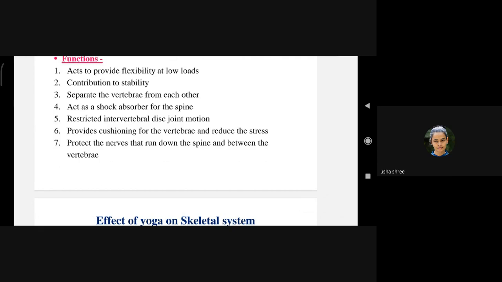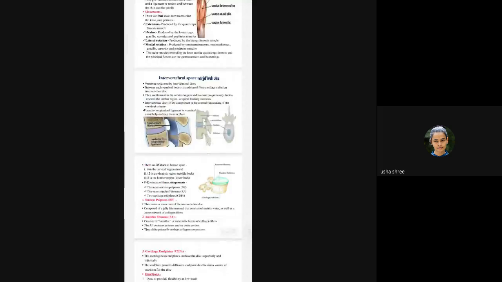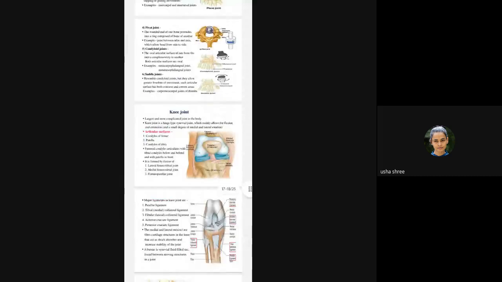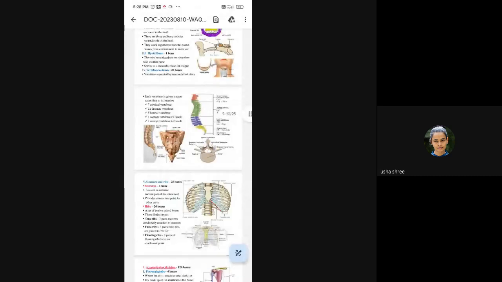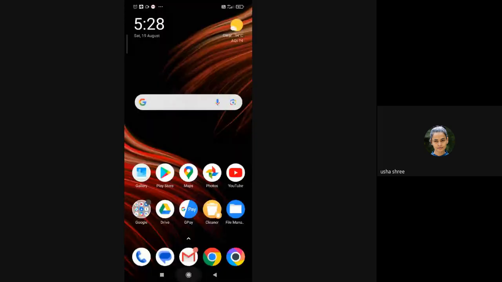Okay. Is there any question or doubt or confusion? We have completed our skeletal system. So now we will go for question answers of skeletal system.